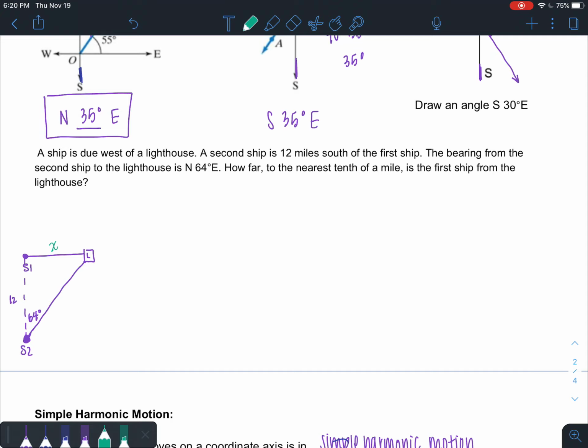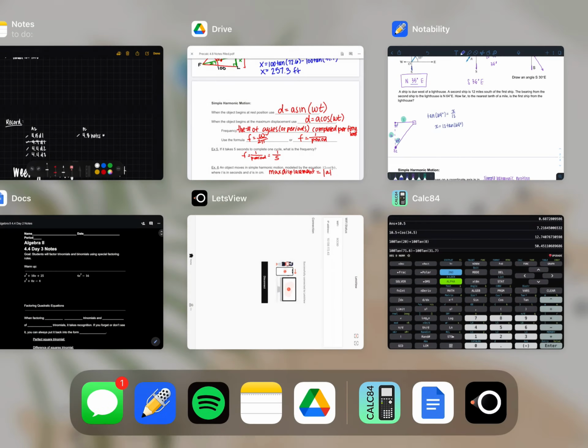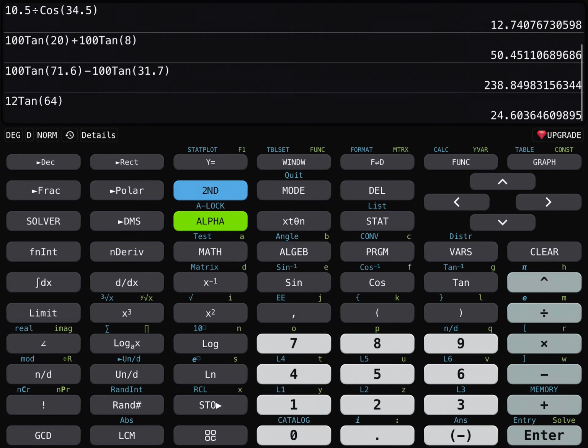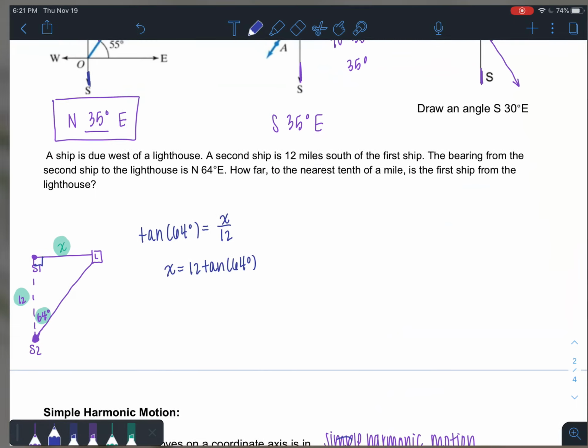Okay, so the way that we're going to do that is by saying we have this angle here, and we're looking for these two sides. And this is a right angle. So we have our side, and then we have the opposite and adjacent sides. So we have tangent of 64 degrees equals x over 12. So then x is equal to 12 times tangent of 64 degrees. All right, so we'll type that in our calculator. 12 tangent of 64. My calculator's in degrees, so we get 24.6.